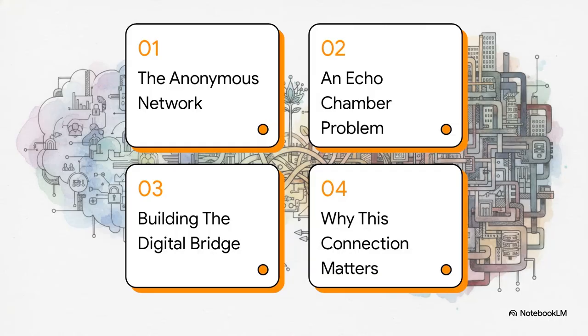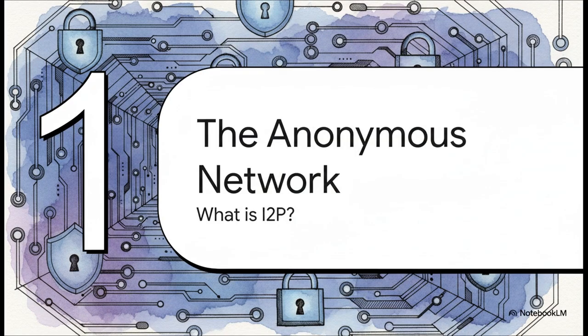We'll start with the anonymous network itself, I2P. Then we'll dig into that echo chamber problem it's facing. After that, we'll see how a digital bridge gets built to connect it to the regular internet. And finally, we'll get into why this connection is such a game changer for everyone involved. Okay, let's dive right in.